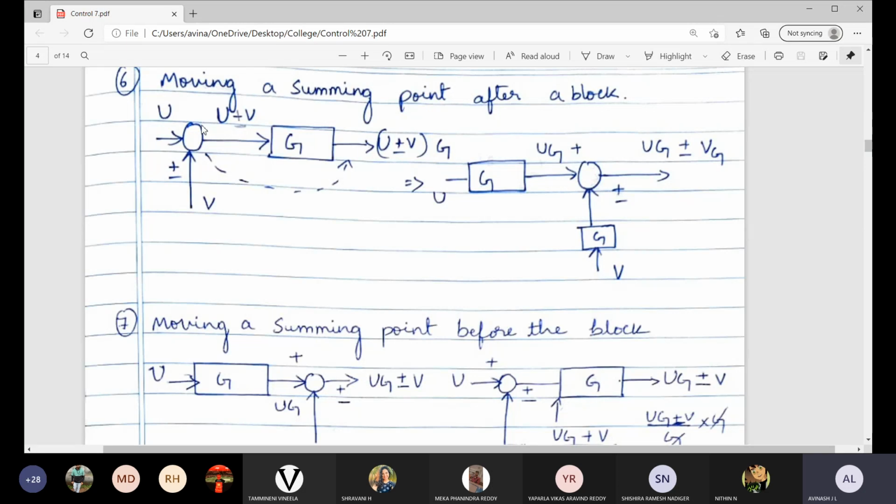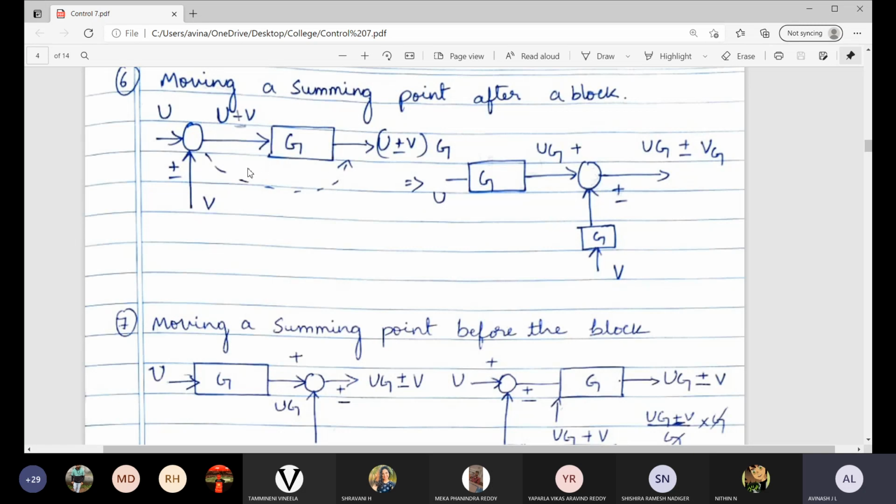Now if you shift the summing point after the block, what exactly happens? G will remain as it is. At this particular point, I should get the output normally. Here I am getting UG. If you expand, U into G is UG, plus or minus V into G I should get. Only UG I am getting, VG is missing. So here add one summing point which is shifted here, and include V, the input, and include a block of G. So when it goes to the summing point above, V into G is VG. So UG plus or minus VG is the answer.